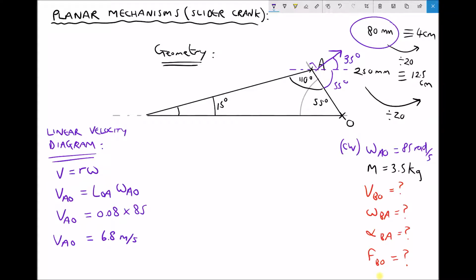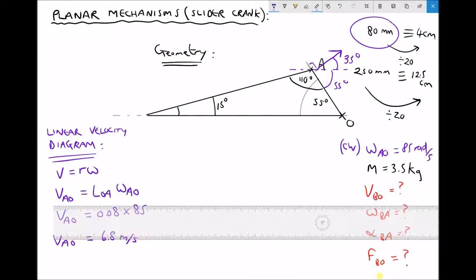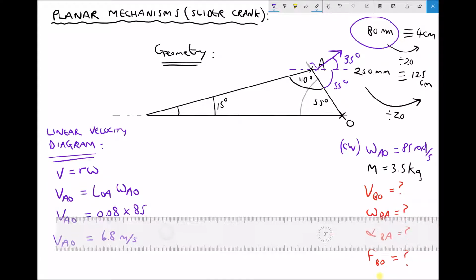Okay, now we're going to try to plot our linear velocity diagram. We know the direction of the velocity of A relative to O is 35 degrees from the horizontal, and we also know that its magnitude is 6.8 meters per second. So this time I'm going to use 6.8 centimeters to represent that. If you're using a ruler and protractor to construct this, then you need to make sure you start with a horizontal datum, and then you need to draw a line 6.8 long, or an equivalent scale, at an angle of 35 degrees.